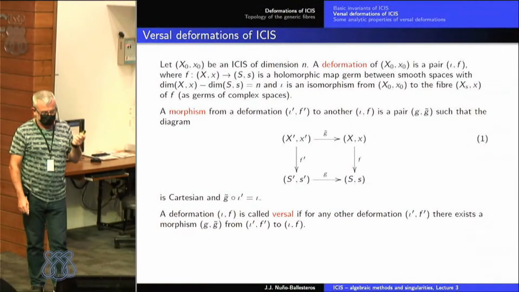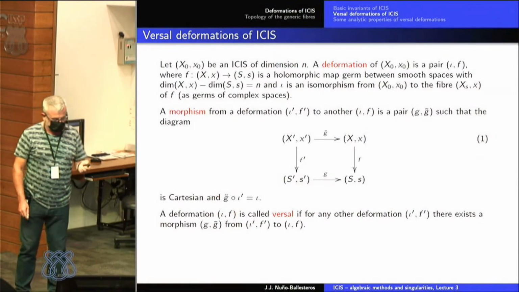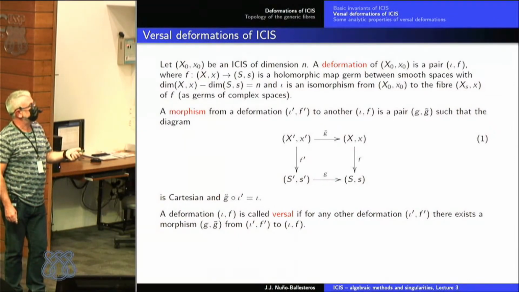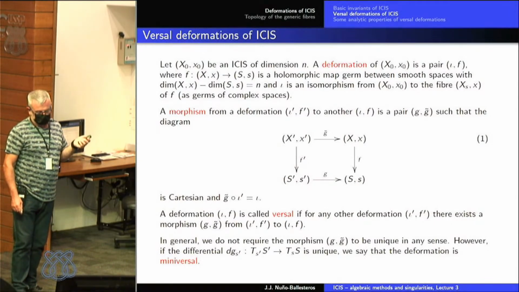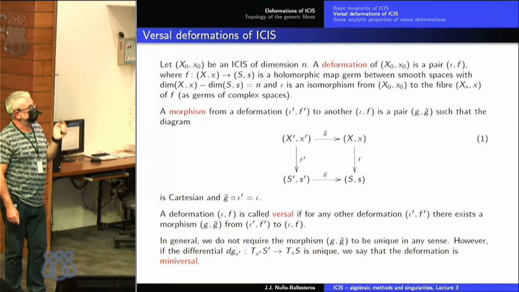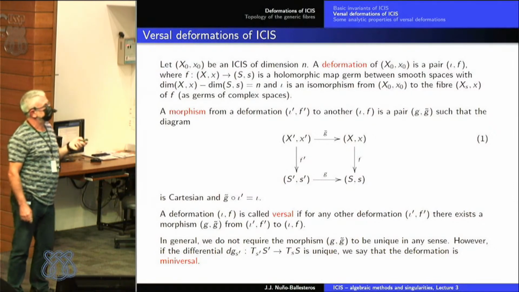Well, a deformation is called versal if for any other deformation there exists a morphism from the second to the first one. In general, here we do not require the morphism to be unique in any sense. However, if the differential is unique, then we say that the deformation is miniversal.